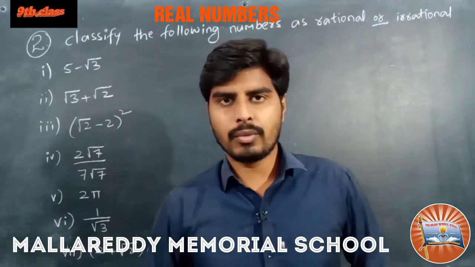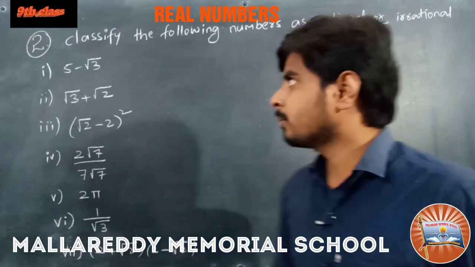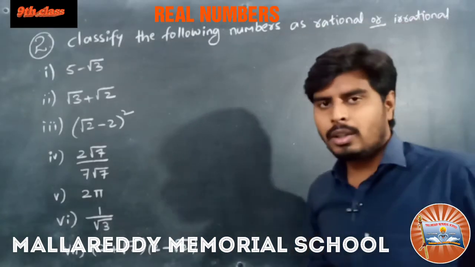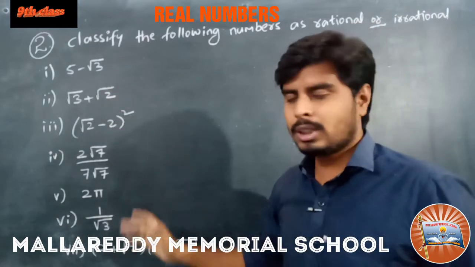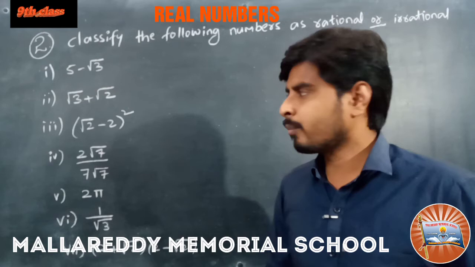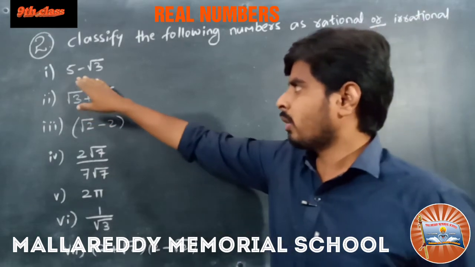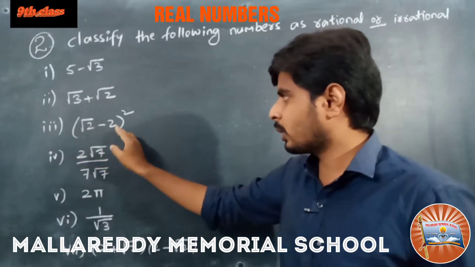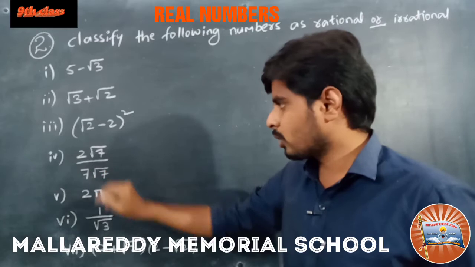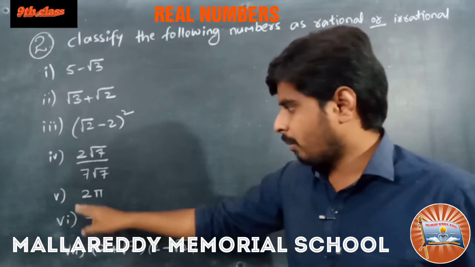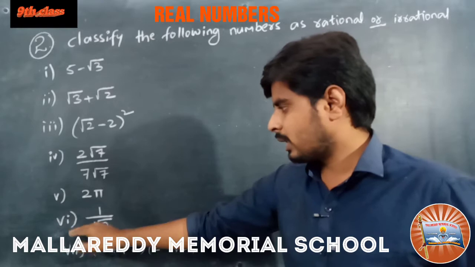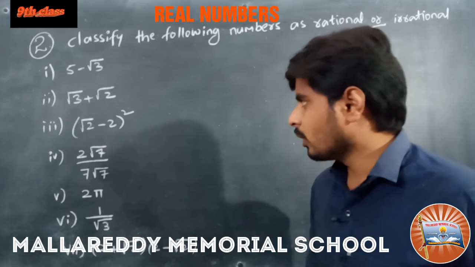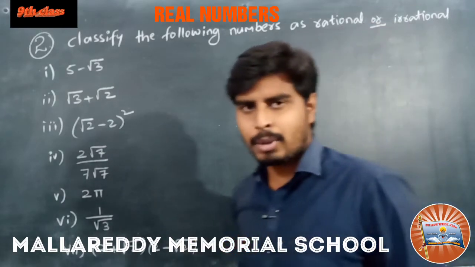Now exercise 1.4 problem number 2. Look at the question. Classify the following numbers as rational or irrational. Here we have to classify the given numbers as rational or irrational. Number 1: 5 minus root 3. Number 2: root 3 plus root 2. Third one: (root 2 minus 2) whole square. Fourth one: 2 root 7 by 7 root 2. Number 5: 2 pi. Number 6: 1 by root 3. Number 7: (2 plus root 2) into (2 minus root 2). So we have to classify them now.